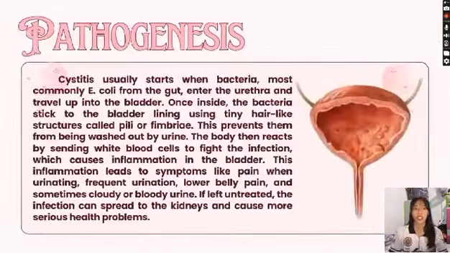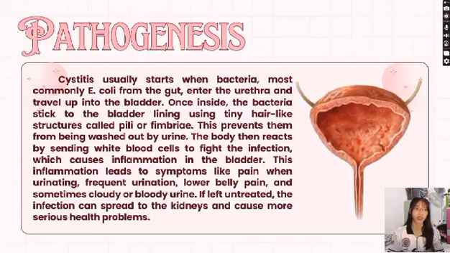For pathogenesis, cystitis usually starts when bacteria, most commonly E. coli from the gut, enter the urethra and travel up into the bladder. Once inside, the bacteria stick to the bladder lining using tiny hair-like structures called pili or fimbriae. This prevents them from being washed out by urine.